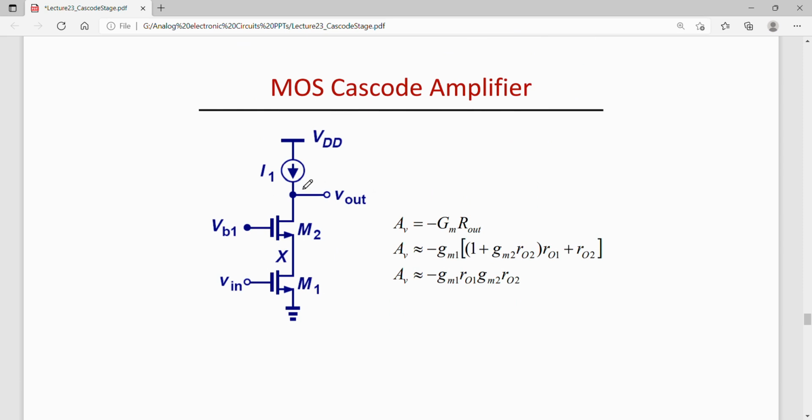Now for this circuit, which can be used as a MOS cascode amplifier, one can find out the gain of this circuit, which will be simply equal to minus Gm times R out. So R out for this circuit we have already calculated, considering no RP here, and the total gain is then this much.